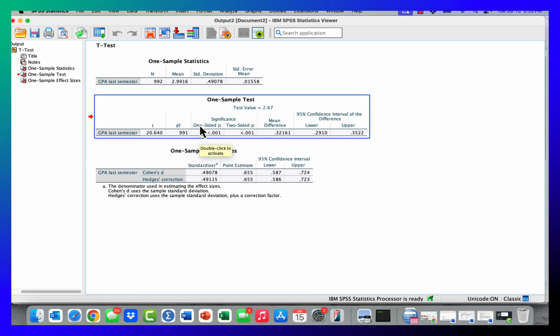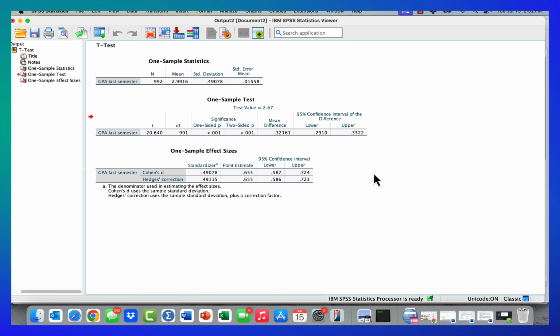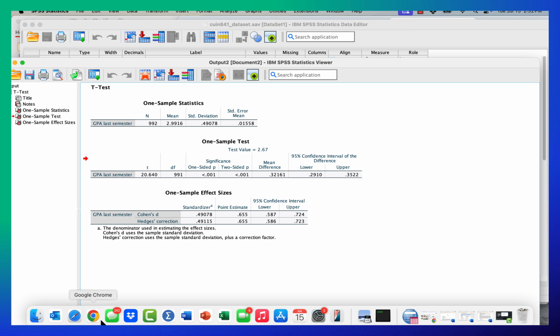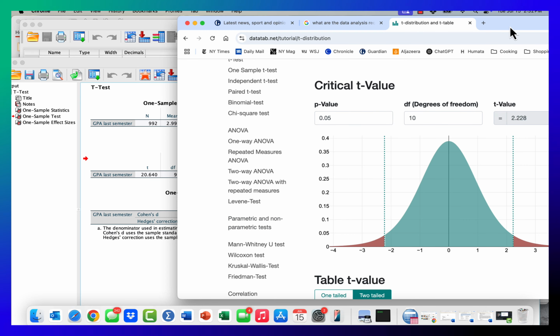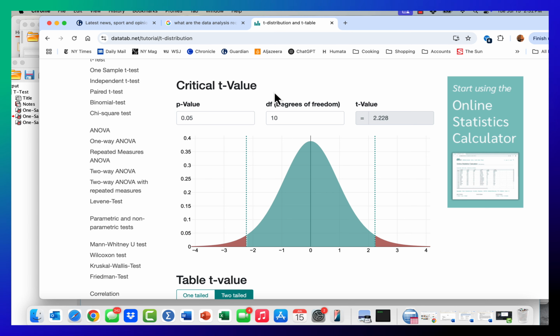And so this entire output tells us how to make a conclusion as to whether or not to reject the null, but just to demonstrate to you how you would use the table. So again, our t statistic is 20.64. So you could go to a table, or you could just Google a table, which is what I did essentially. So here, there's a lot of different t-value calculators online.